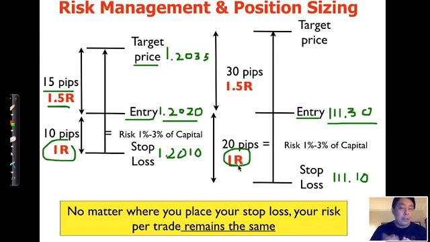So when I size my position, in this case, I would buy a different number of contracts from this one. This one, my contract size will be bigger. This one, my contract size will be smaller in order to maintain the same risk of my capital. Okay, so if I'm risking 20 pips, my target price must be 1.5 R above the entry. 1.5 times 20 is 30 pips. Target price at 111.60. There you go. So again, no matter where you place your stop loss, your risk per trade remains the same. And your target price is always 1.5 times your risk. All right?